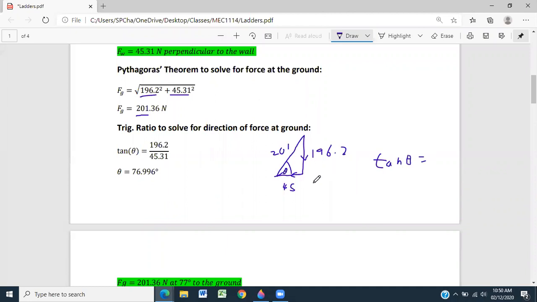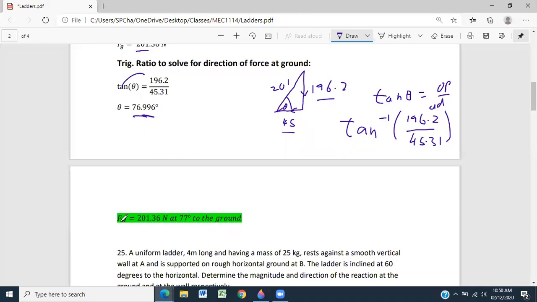equal to this over this, opposite over adjacent. And then we just solve, carry over, tan inverse of 196.2 divided by 45.31. If you plug that into a calculator, you should get 76.996 degrees. Now we can finish off the question by saying Fg is a force of 201.36 newtons at 77 degrees to the ground, which is what we find. This rounded is approximately 77 degrees. Good. And that's it. That's how you work this simple question.